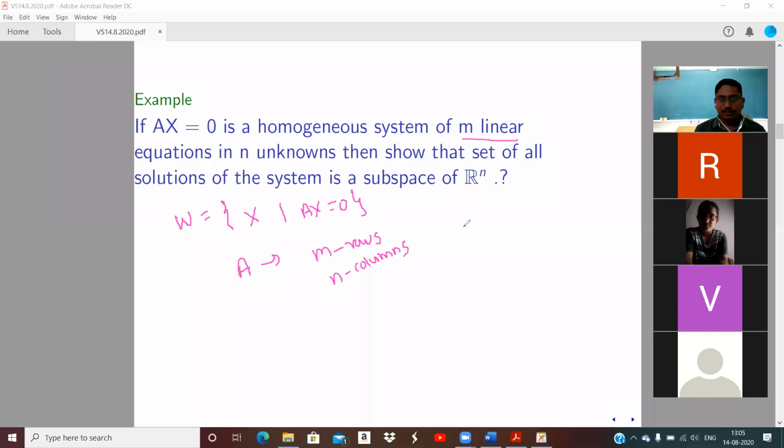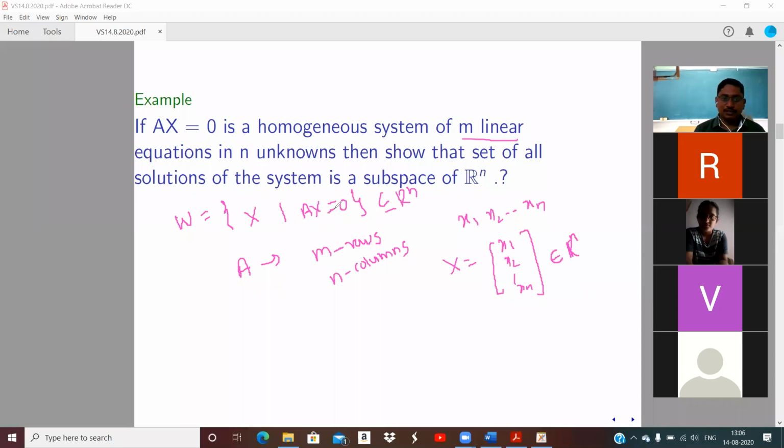So what are the unknowns? x1, x2, up to xn. Your x matrix will be written in column form x1, x2, up to xn. Where does it belong? Since it is an n-tuple of real numbers, it always belongs to Rn. So W is always a subset of Rn. We want to show first that this is non-empty.